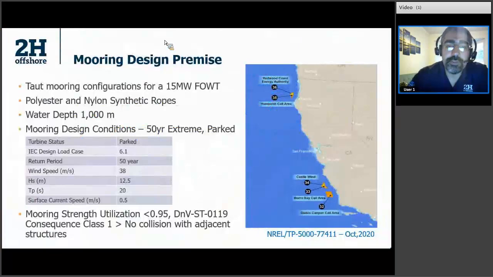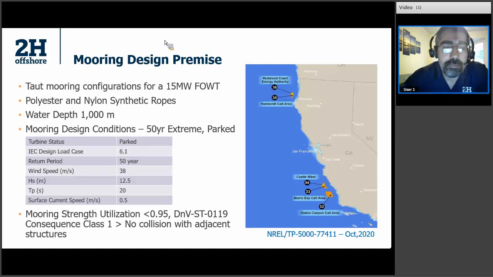First of all, for our study, we are looking at taut mooring configurations with a 15 megawatt wind turbine generator and a floating foundation for it. We are going to be looking at polyester and nylon synthetic ropes, mostly, in the mooring line composition. They will make up most of the mooring components.